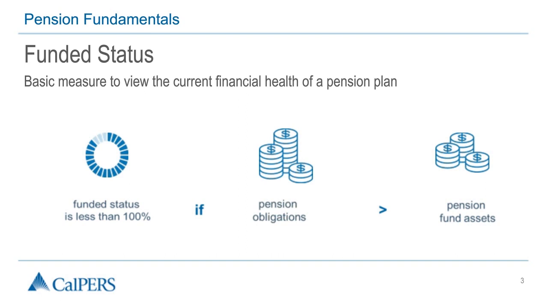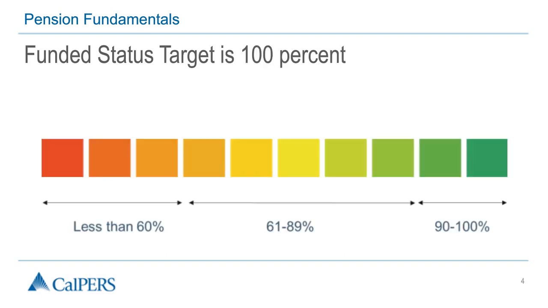The funded status is thus determined as the ratio of the plan's assets to the plan's accrued liabilities on a specific date. The goal then is to get the funded status to 100%. On this slide, you can see the ranges of funded status, whereby a funded status of less than 60% would be in the red or danger zone. These plans are more at risk of not being able to deliver the promised benefits.